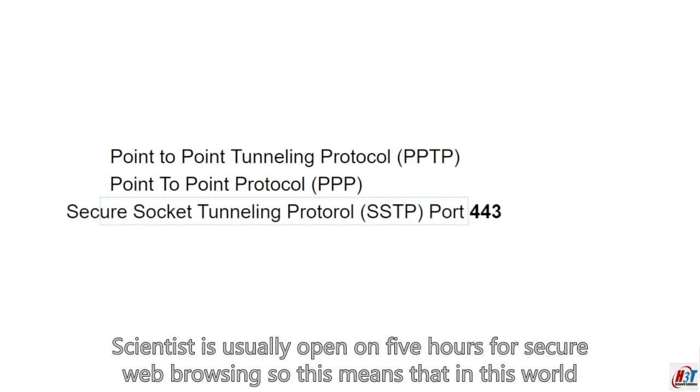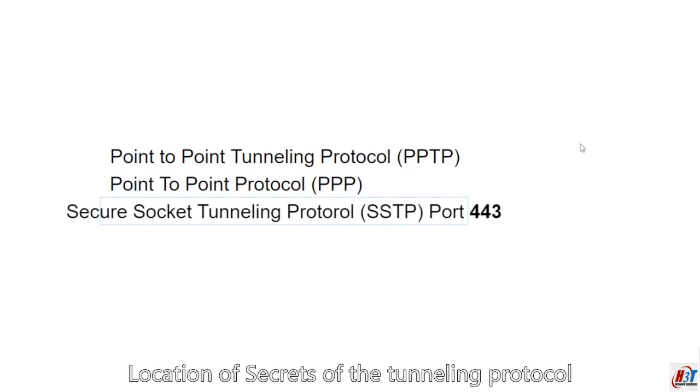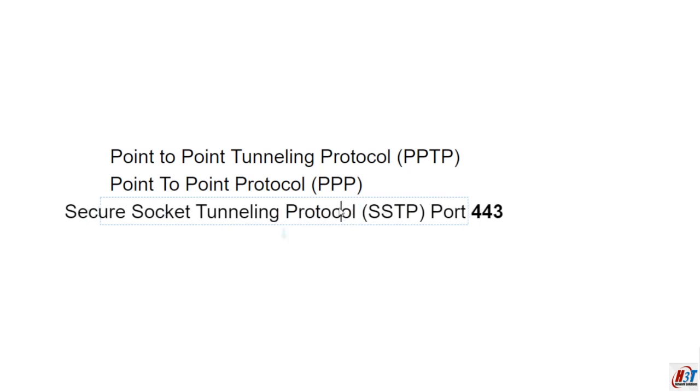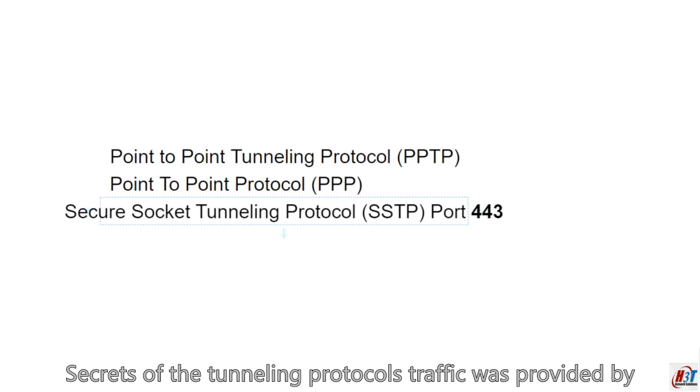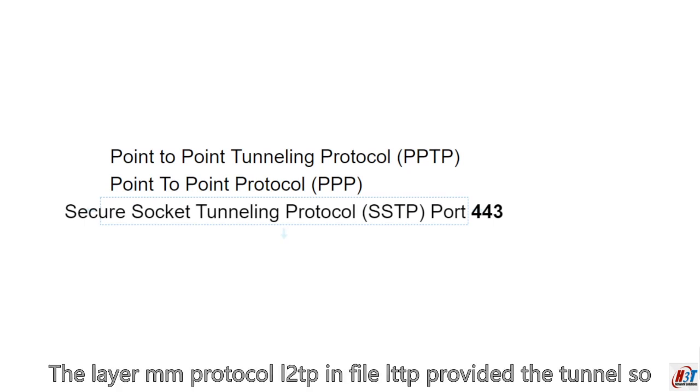This port is usually open on firewalls for secure web browsing, which means network administrators didn't need to open another port to allow the traffic through. Authentication of secure socket tunneling protocol traffic was provided by MS-CHAP and extensible authentication protocol TLS. Windows 7 saw the introduction of the layer 2 tunneling protocol, L2TP.